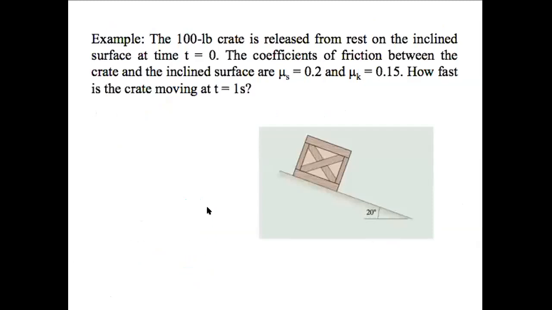Another example. The 100-pound crate is released from rest on the inclined surface at time 0. The coefficients of friction between the crate and the inclined surface are μs equals 0.2 and μk equals 0.15. How fast is the crate moving at time 1 second?